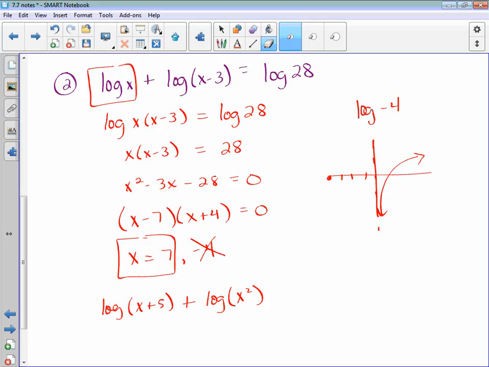So you can't have the log of a negative number? Nope. You cannot take the log of a negative number, and you can't have a negative base.